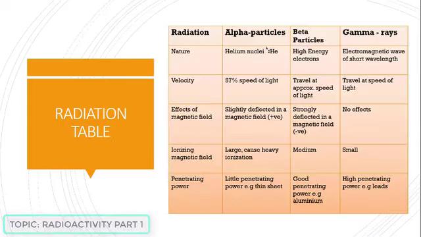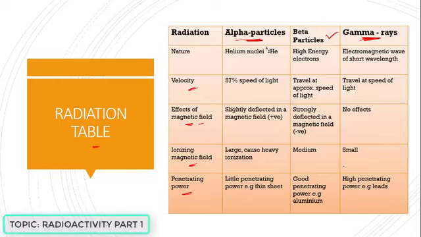Now, what you see here on your screen is called a radiation table, where we look at the nature of the radiation in question, the velocity, the effects of a magnetic field on it, the ionizing ability, and the penetrating power of that radiation. So we have three main electromagnetic particles here in question: the alpha particles, the beta particles, and the gamma particles. So take time at the end of this lesson to go through them and look at their respective wavelengths, their velocity, their effects, and their penetrating power.